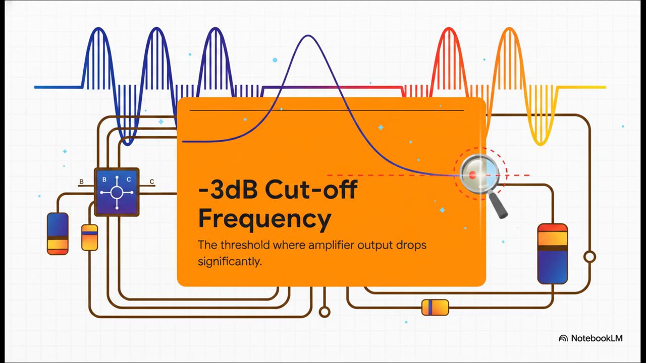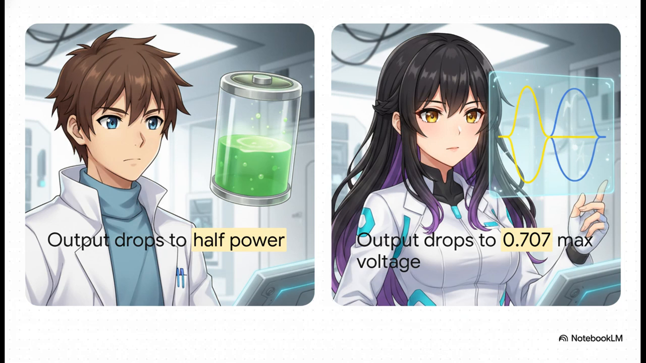This is a universally agreed-upon magic threshold. It's the exact point where the amplifier's output is no longer considered effectively flat. It literally defines the boundaries of our usable bandwidth. But what does a drop of -3 decibels actually mean in real life? Well, there are two ways to look at it.